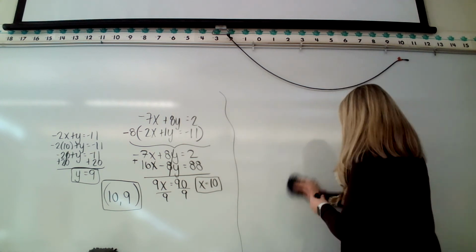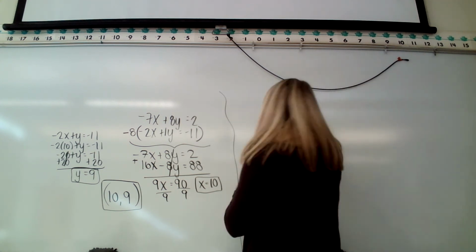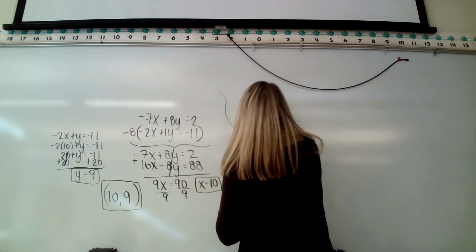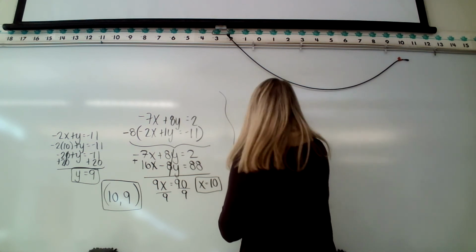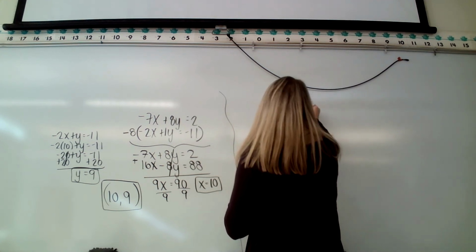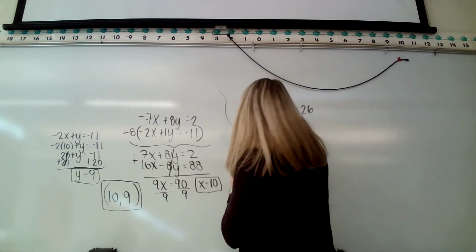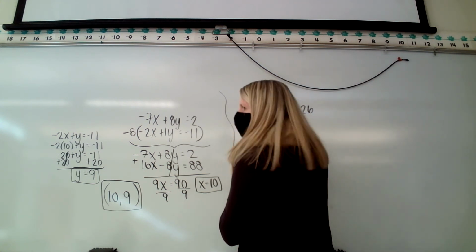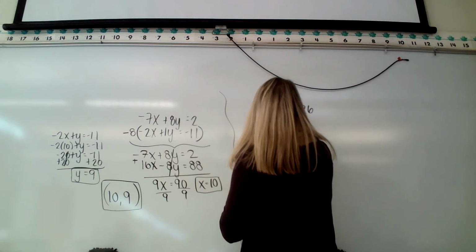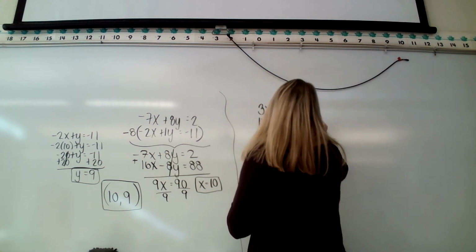All right, so here's my last one in this progression. We've got 3x plus 7y equals 16, and 10x plus 10y equals. Okay.